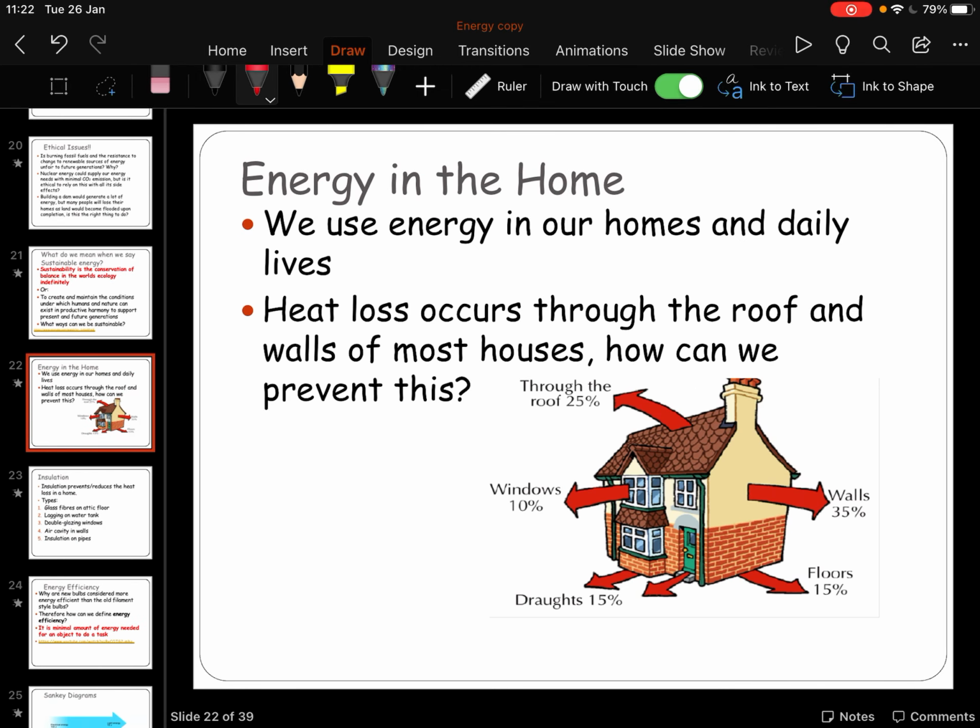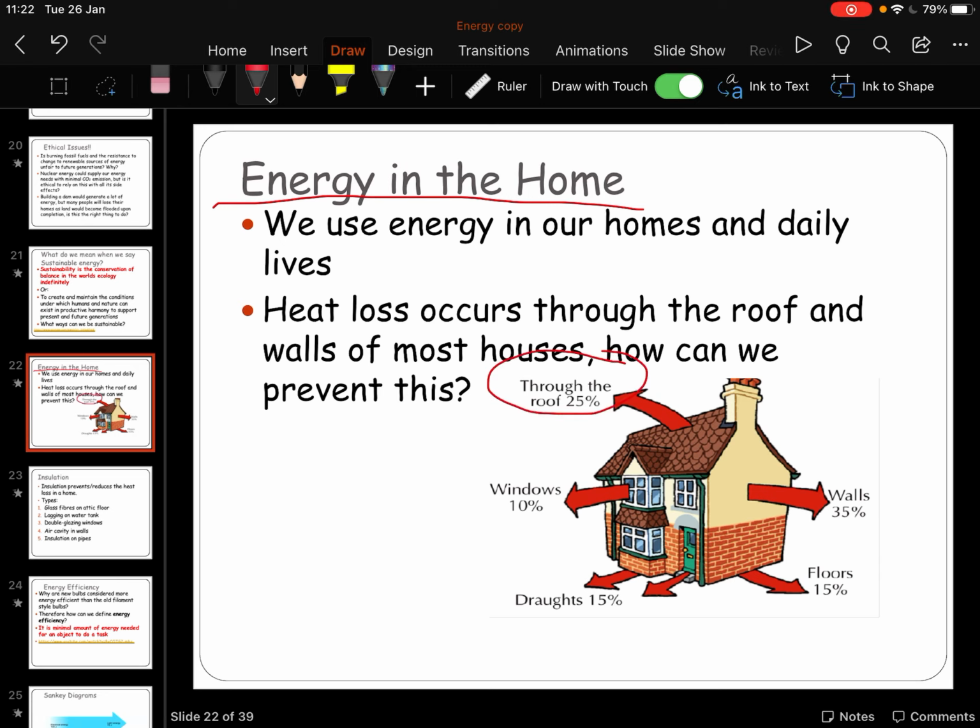So, heading here, guys, energy in the home, okay? All right, so energy in the home. All right, so the next few subheadings are going to be based basically around this. Okay, so we use energy in the home and throughout our daily lives. Heat loss occurs the most, as you can see here.